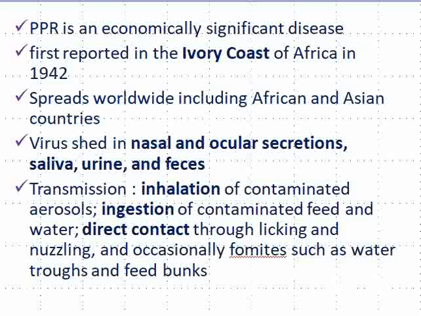Generally, transmission of PPR virus occurs by inhalation of contaminated aerosols from closely associated animals, and it is thought to be an important means of disease transmission. Moreover, it can also spread by ingestion of contaminated food and water or by direct contact through licking and nuzzling, and occasionally through fomites such as water trays and feed bunks, which were recently used by infected animals.